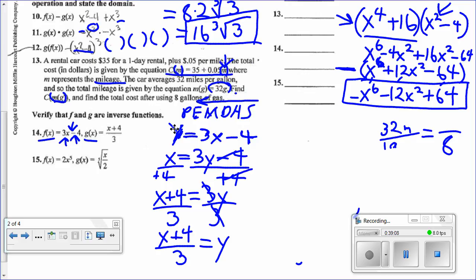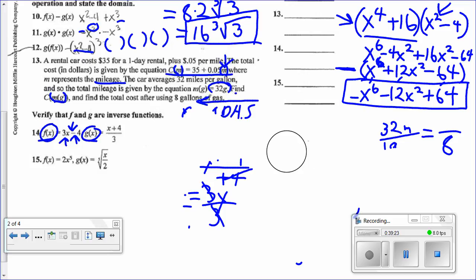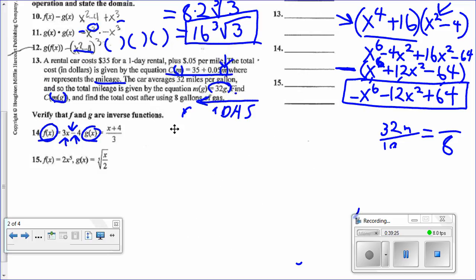So just change your f of x, whatever your function is, like here we have f of x, g of x, whatever, just change that to y. Rewrite it, so y equals. We'll just work on the next one. I'm going to erase this one, and we'll see.